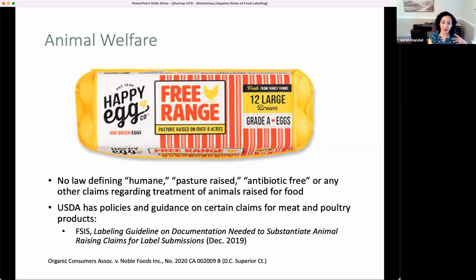So in this case, Happy Egg Company, the label, it's a little fuzzy. It says pasture raised on over 8 acres. And the allegation is we have no idea how many chickens were being raised on 8 acres, and that actually these were pretty crowded conditions. It sounds good. They're free range, they're pasture raised. Sounds good, but in reality, maybe these are actually not the greatest conditions and don't meet industry standards for pasture raised eggs.